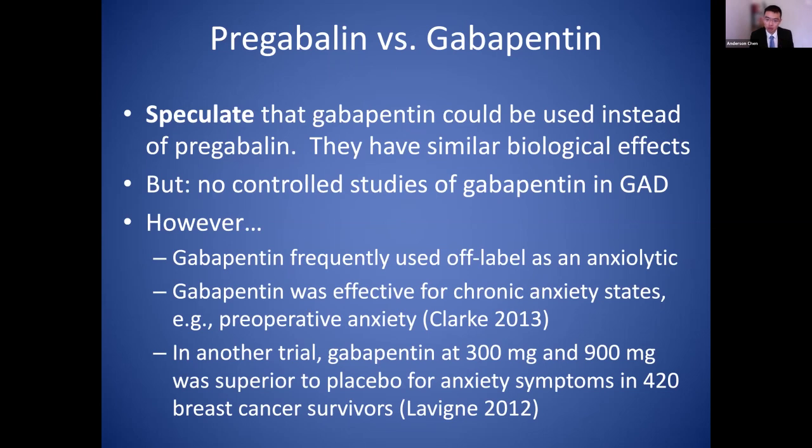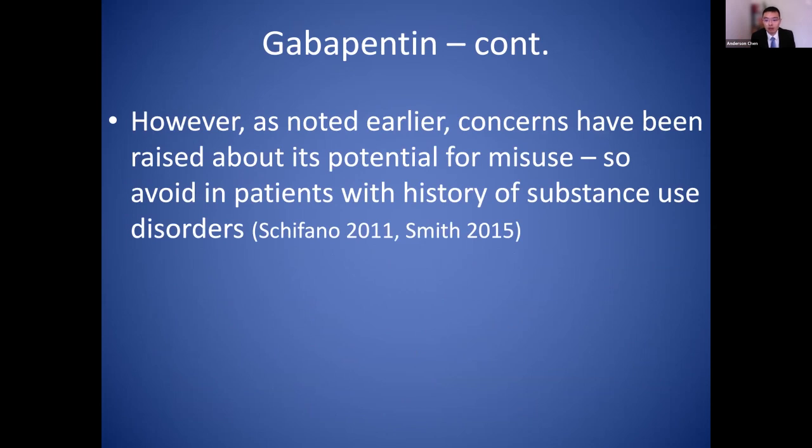In regards to pregabalin versus gabapentin, we speculate that gabapentin can be used to replace pregabalin if you somehow choose to do so. They have similar biological effects. But there are no controlled studies of gabapentin in GAD, but it is frequently used off-label as an anxiolytic. We do know that it's effective for preoperative anxiety. There's another trial looking at gabapentin at 300 milligrams and 900 milligrams, and the results showed superiority to placebo for anxiety symptoms in 420 breast cancer survivors. So there is this peripheral evidence that suggests it might be helpful for anxiety. And as noted earlier, you want to be mindful of its abuse potential.